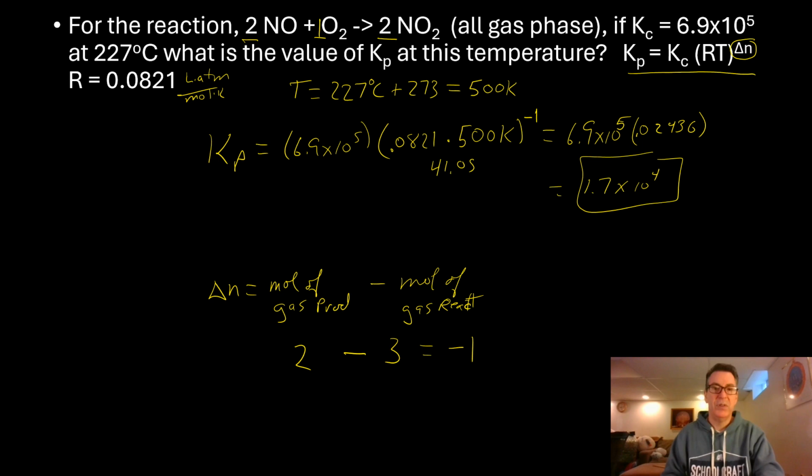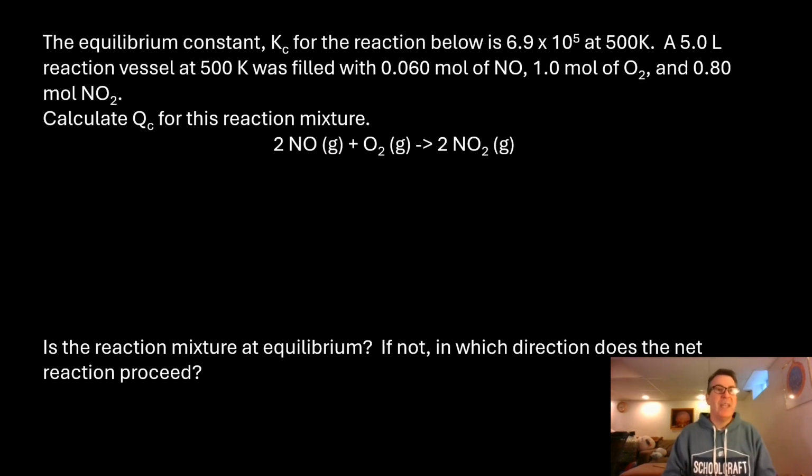All right, so that's how you do that particular problem. Next one: the equilibrium constant, Kc, for the reaction below is 6.9 × 10 to the fifth power. This looks familiar. It's the same one we just looked at. A 5-liter reaction vessel at 500 Kelvin, same temperature, was filled with 0.06 moles of NO, 1 mole of O2, and 0.8 moles of NO2. Calculate Qc for this reaction.